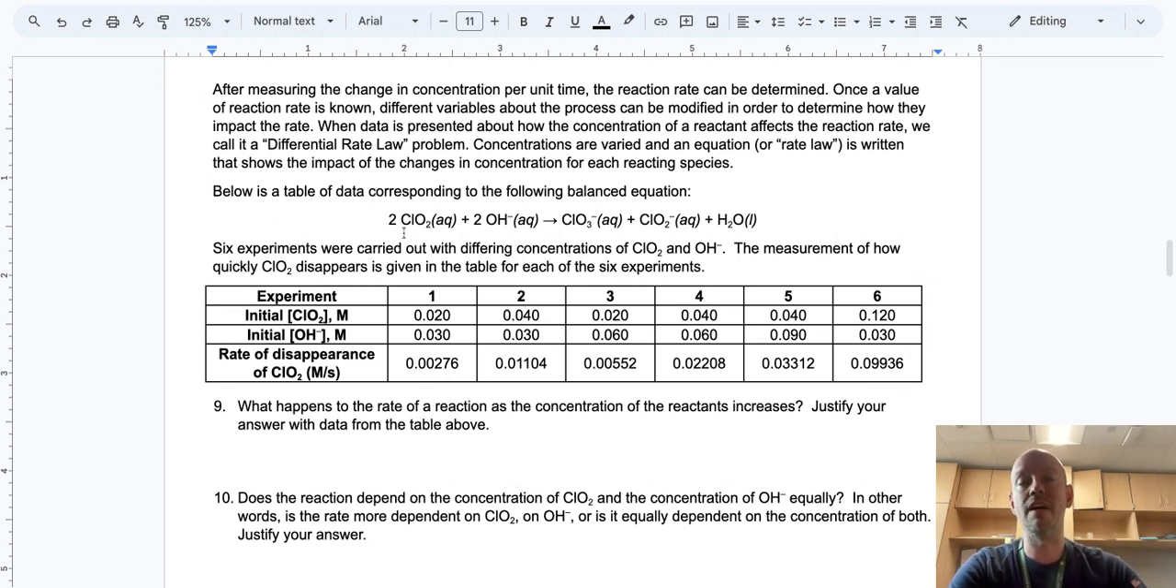So in this one, we have chlorine dioxide and the hydroxide ion making a whole bunch of products here. And we have coefficients in different places. It's a 2-to-2 ratio in terms of how quickly they are consumed, but that doesn't mean that it's a 2-to-2 ratio in terms of how much they impact the speed of the reaction.